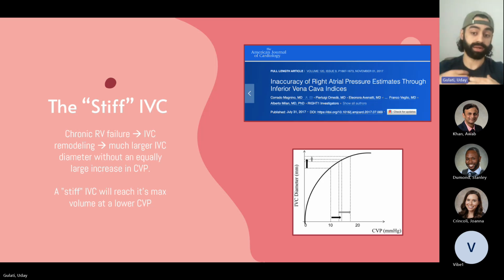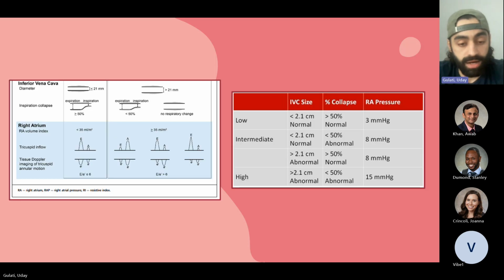Because remember, your heart is here, and it is fighting gravity. A patient is upright at baseline, and blood has to go up and then down. So most of the damage from chronic venous congestion is going to happen on the downslope, not on the upslope. Even at lower central venous pressures, you're going to have an IVC that's already dilated, and you're not going to tend to see the change. There's pretty good evidence for that.